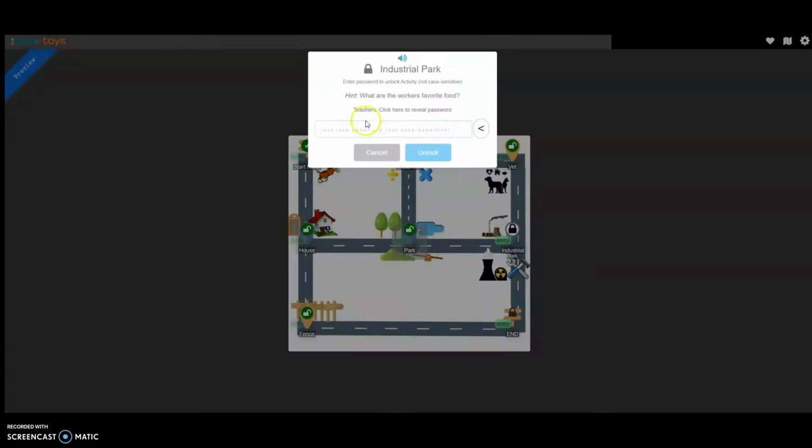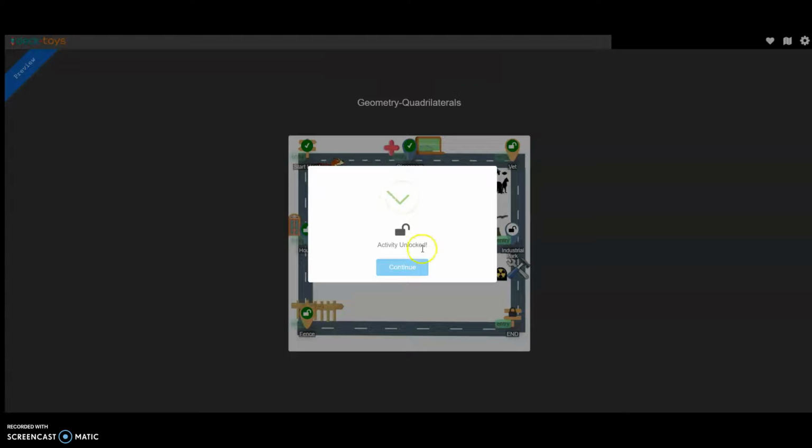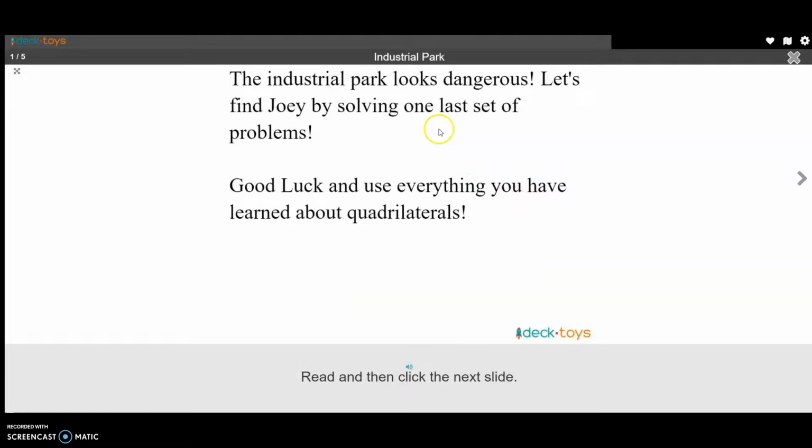Let's go to the industrial park. They really like hot dogs here. Let's let them know. The industrial park looks dangerous. Let's find Joey by solving one last set of problems. I'm adding some stakes to the theme here. Oh no, we gotta find Joey quick. Good luck and use everything you've learned about quadrilaterals.